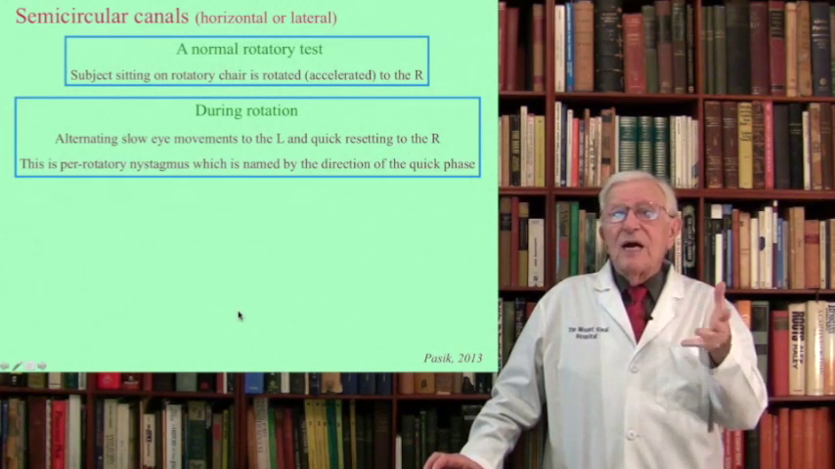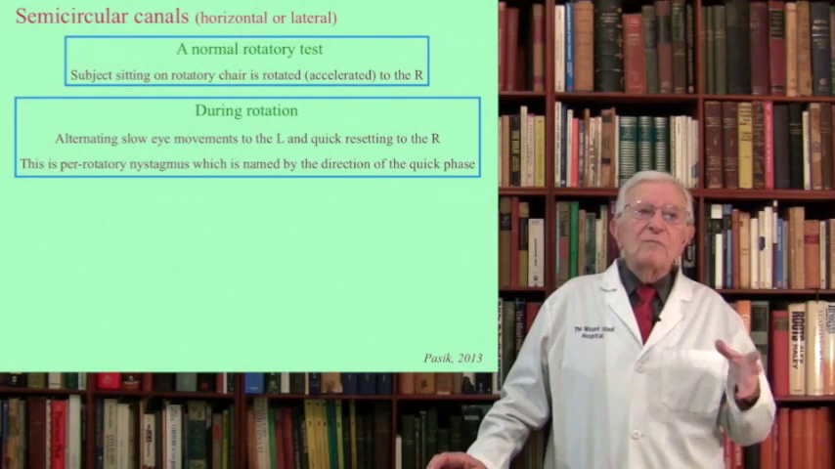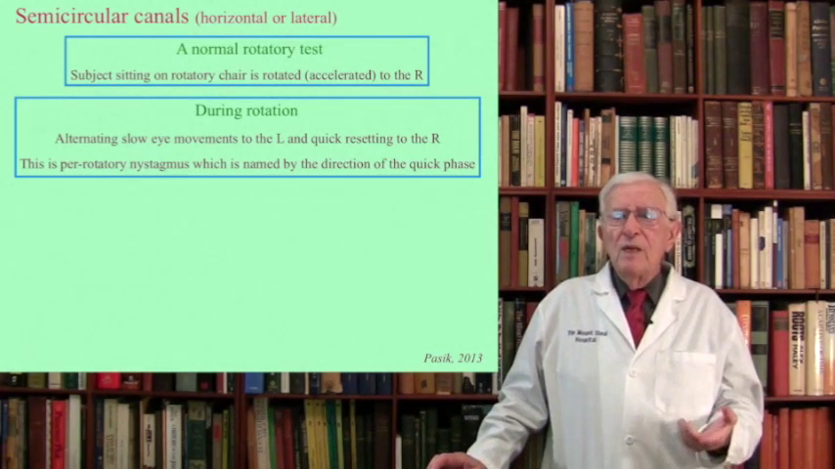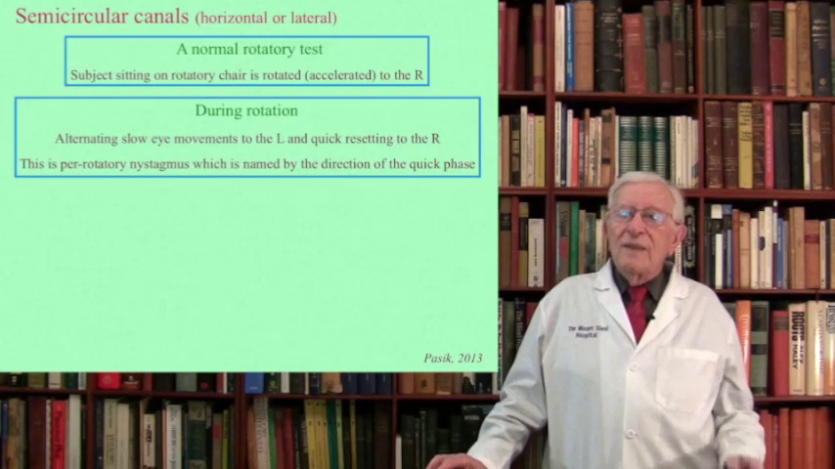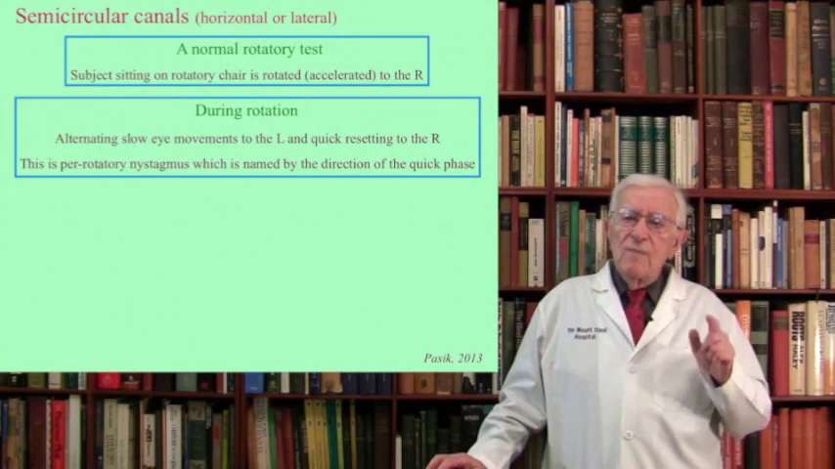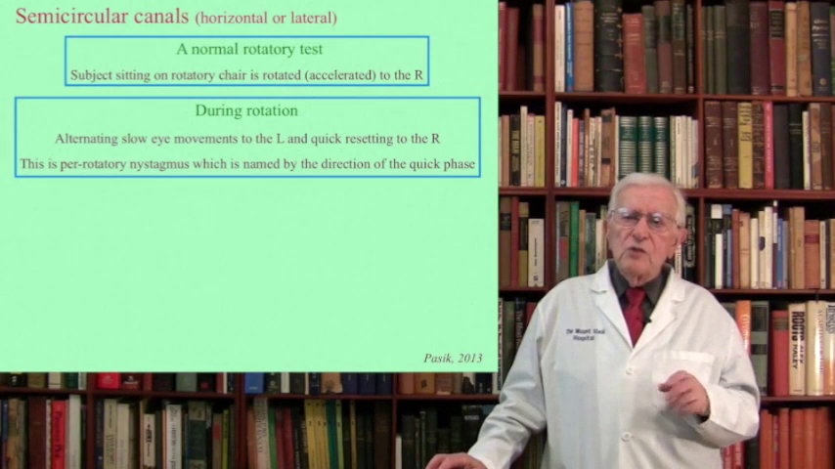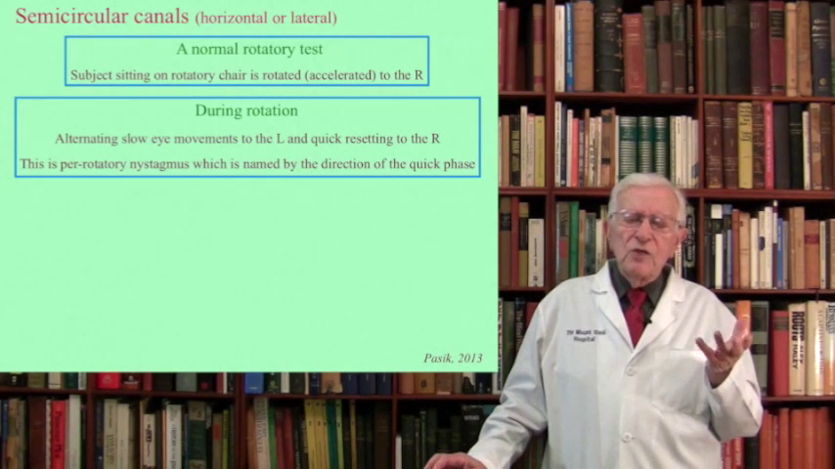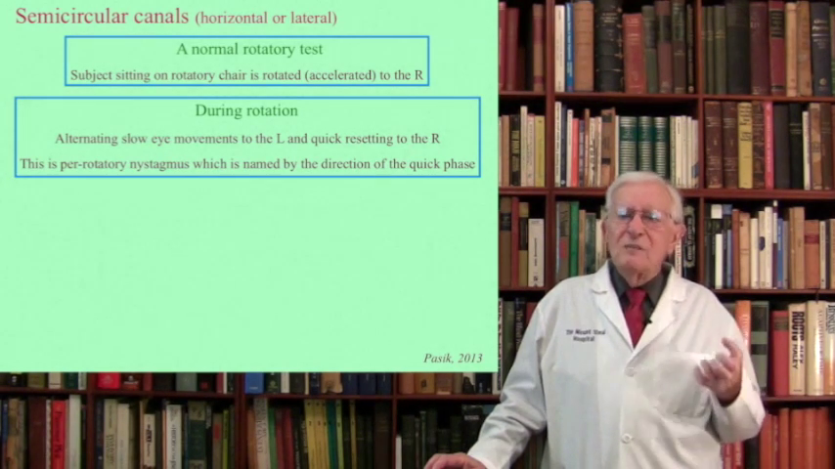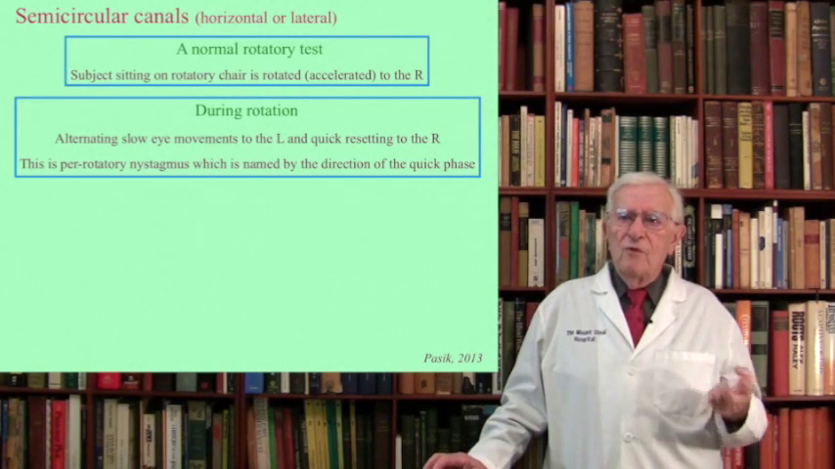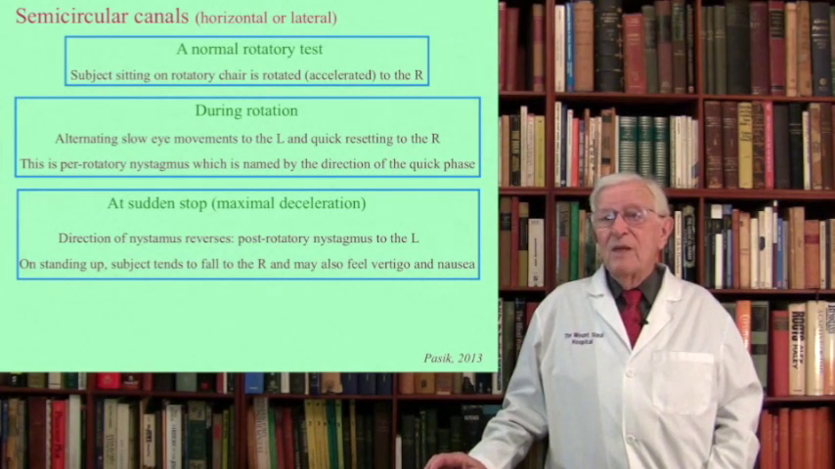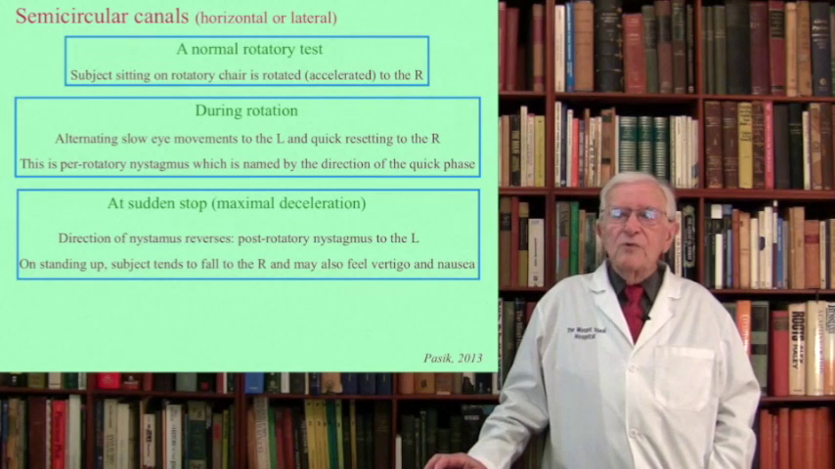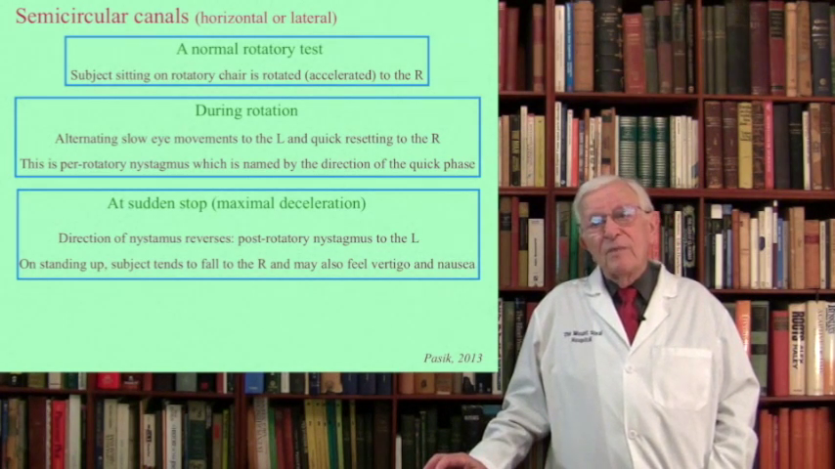And that's a nystagmus that is called perrotatory, which means the nystagmus that occurs during rotation. And this you cannot see unless you record the eye movements in particular ways, right? But now suppose that after this rotation, the rotation is stopped suddenly. What's going to happen? Stopping the rotation means a sudden maximal deceleration from rotating to stop, right? You will see now that the direction of the nystagmus reverses. And that's the so-called post-rotatory nystagmus, which now in this case will be to the left.